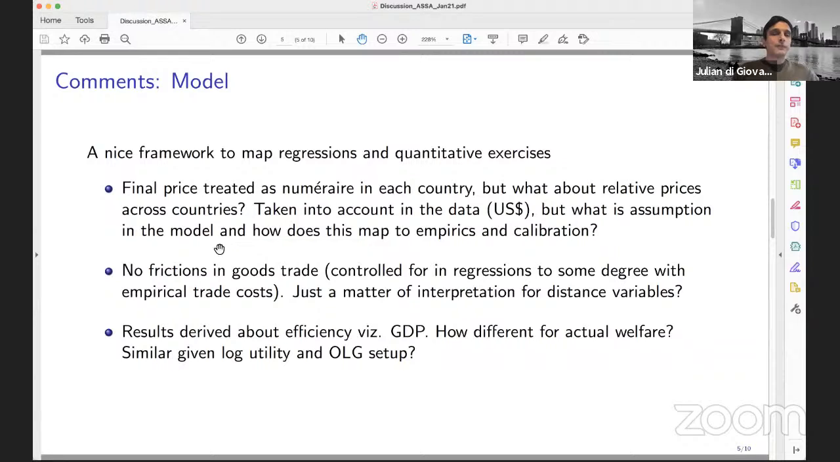This is a session on trade, so maybe it's a bit of a cheap shot, but there are no frictions in goods trade. They do control for it in their regressions to some degree with empirical measures of trade costs, but as a matter of interpretation for the distance variables, this might not be just capturing frictions vis-a-vis capital flows, but also the trade that goes with this. There are famous papers by, for example, Obstfeld and Rogoff, like the trade puzzle paper, just for context. And finally, everything is derived in terms of efficiency vis-a-vis GDP. How different are the results for actual welfare? They give some intuition on this, but I was thinking a bit more in depth about this, given the log utility and the OLG setup.